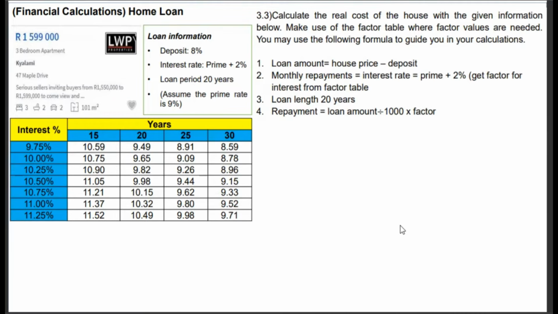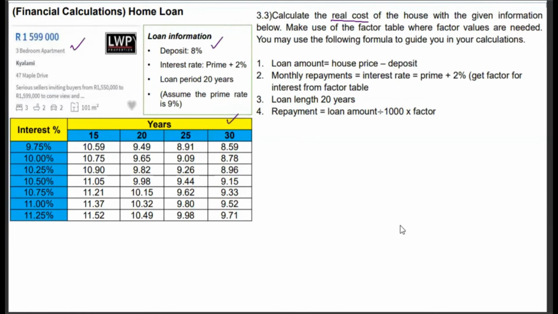Calculate the real cost. We are going to calculate the real cost of the house with the given information below. Make use of the factor table, this one here. The information given below, we can use this and this, the loan information. All right, the information needed, then the factor table, I've already shown it to you. The values needed. You may use the following formula to guide you in your calculations.